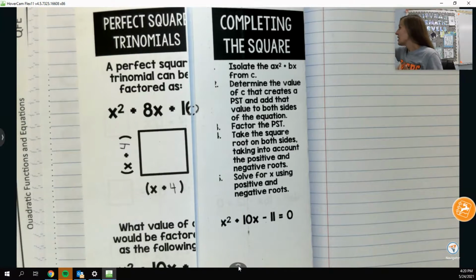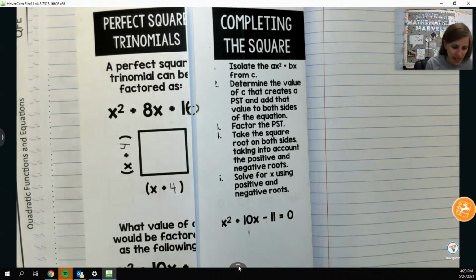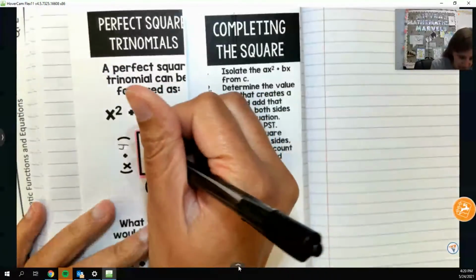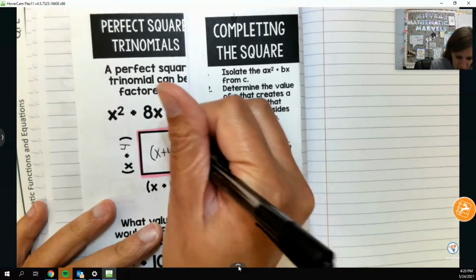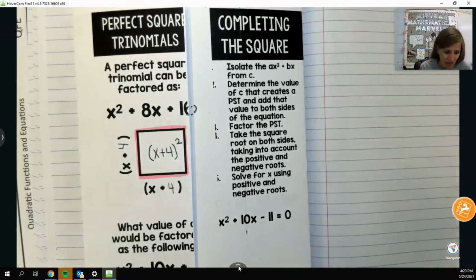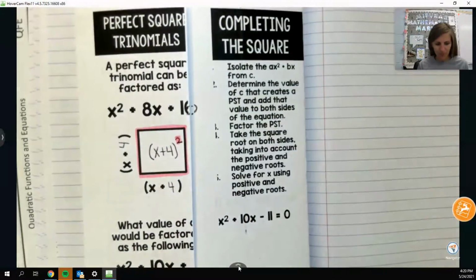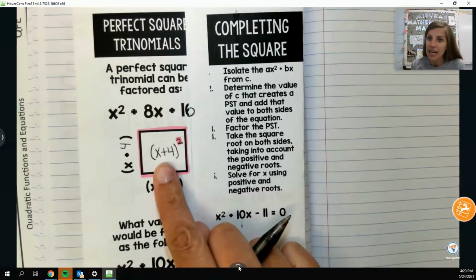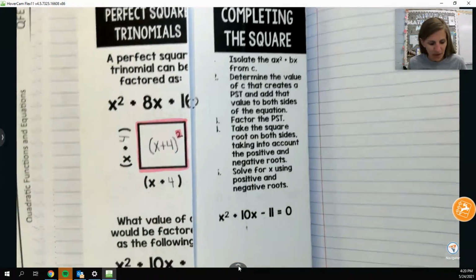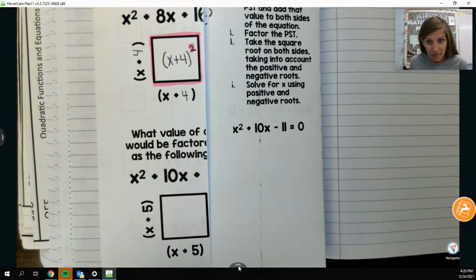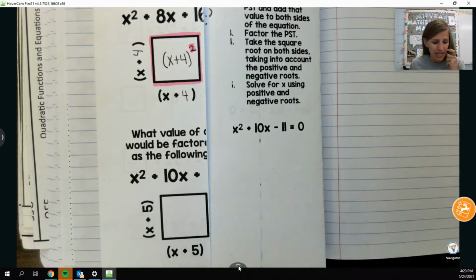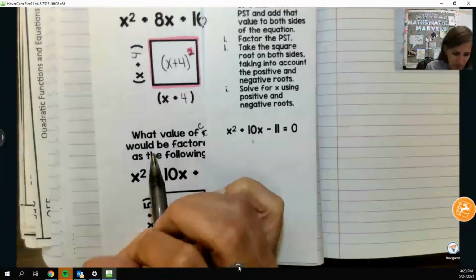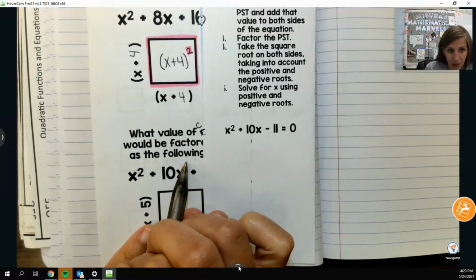We call that a perfect square trinomial. The reason being is because I could just write this as x plus 4 squared. And anything that is squared like that is a perfect square. And it's really nice to have a perfect square like that because then I can write it out in this shorter way. And so if we think about if a number was missing, could I figure out what that number is? So what value of c would be factored as the following.